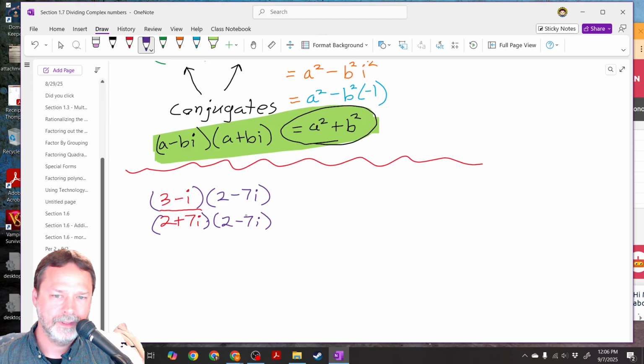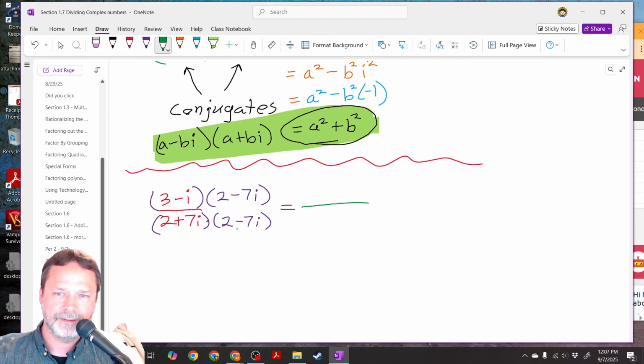So what will we get? We know what we're going to get in the denominator. It's going to be first one squared plus the 7 squared. So it's going to be 2 squared plus 7 squared. I'm using this right here. I know that.